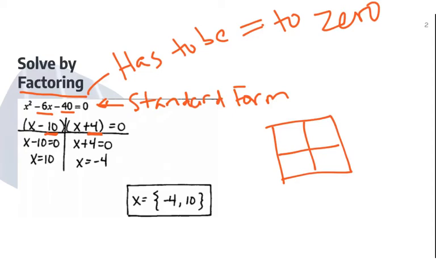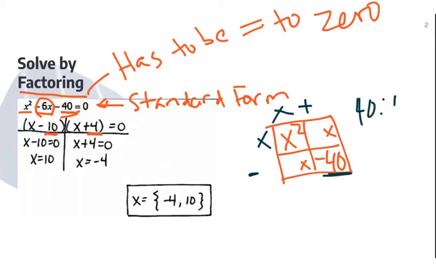And I always know my first term goes in the first box, right? This x squared. And my last term, which is the negative 40, goes in my last box. And then these two x's have got to combine to give me that middle term of negative 6x. All right, so now if I'm figuring out my factors, I know x times x. And I know I have a positive and a negative because those are the only signs that multiply to give me a negative.